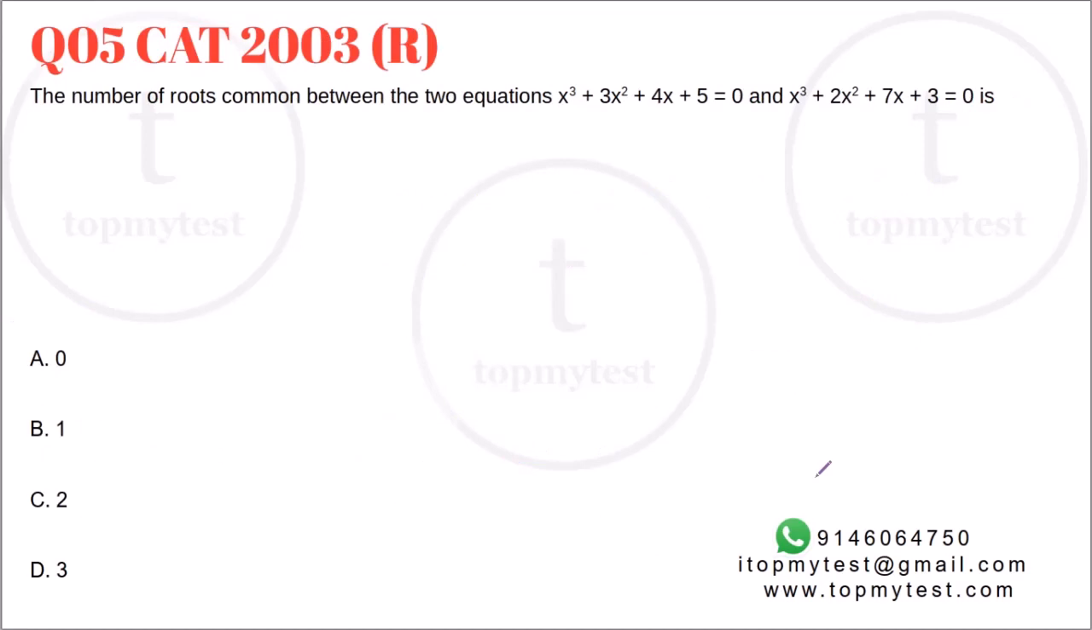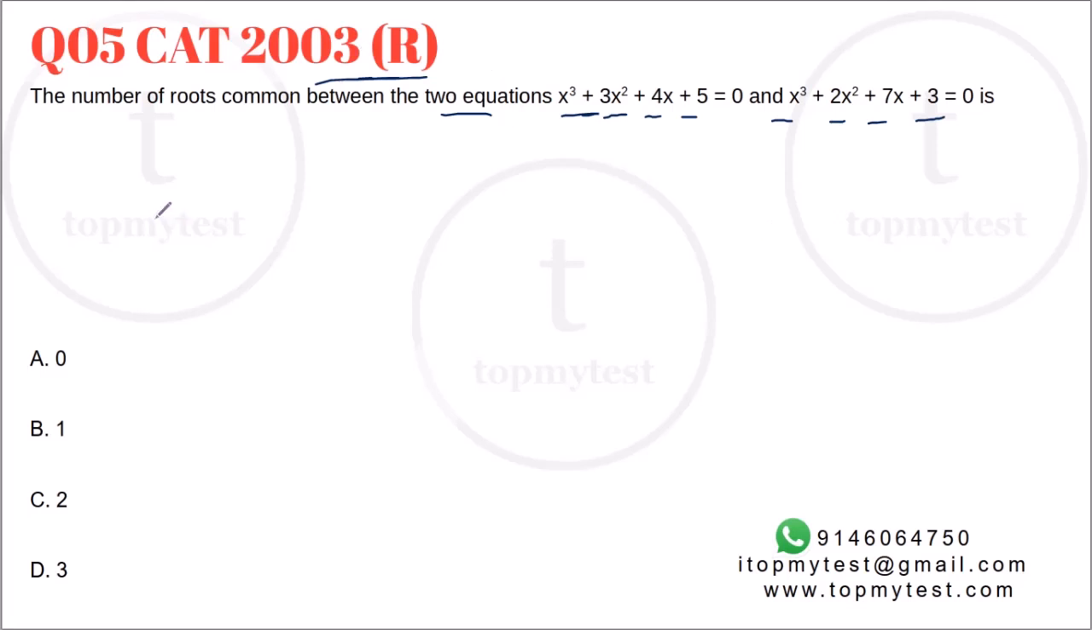We'll round things up with a beautiful question from CAT 2003, the repeat paper. It's not difficult, but you need to be extremely careful when you're answering this. It says the number of roots common between the two equations, x cube plus 3x square plus 4x plus 5 is equal to 0 and x cube plus 2x square plus 7x plus 3 is equal to 0 is how many? Are none of the roots common, or is there one root common, is there two roots common, or is there three roots common?